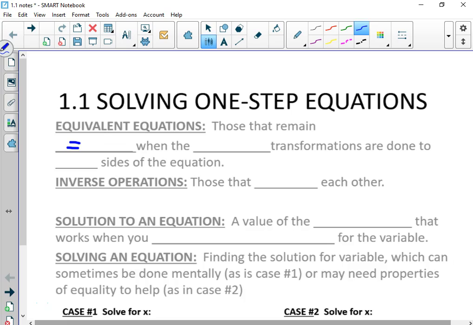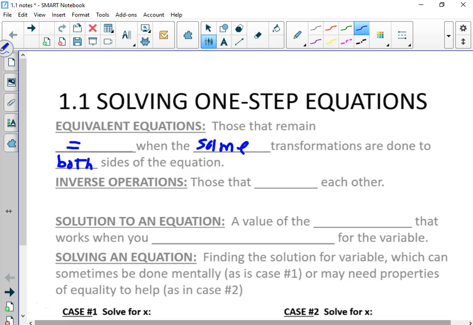You can write the word equal. I'm just going to use symbols. When the same transformations are done to both sides of the equation. Okay? And think about it.